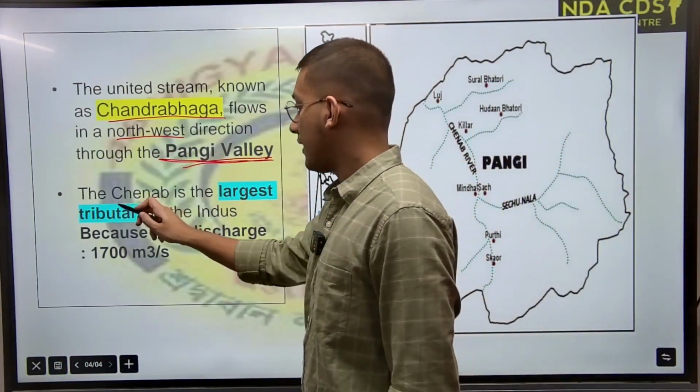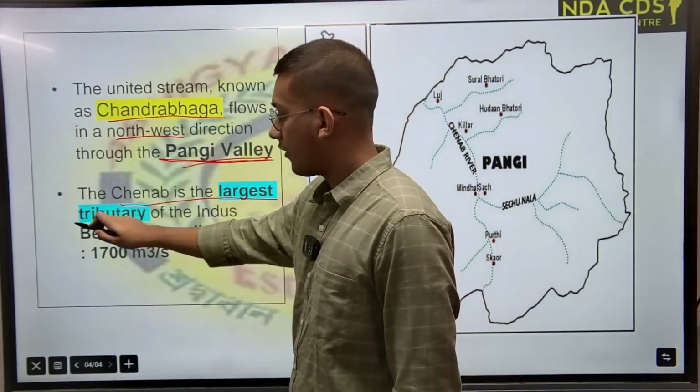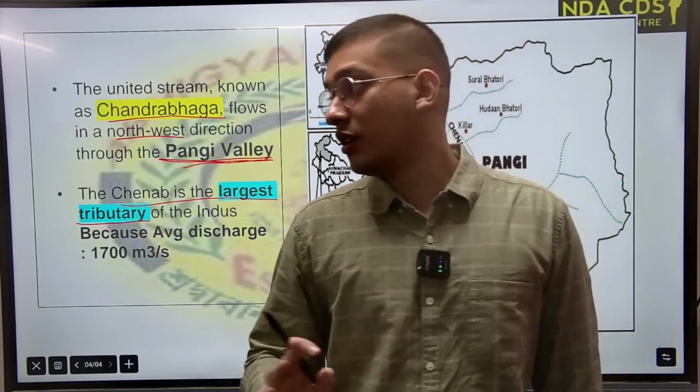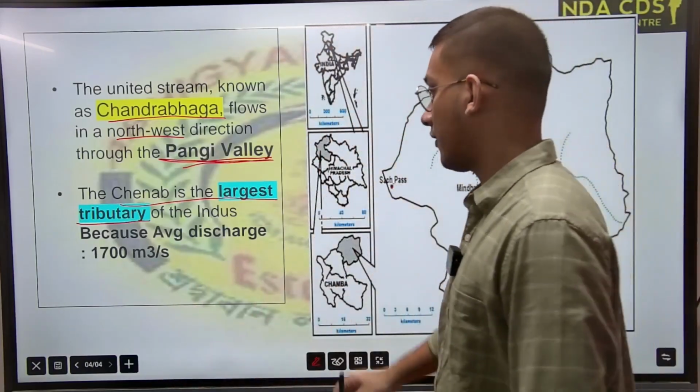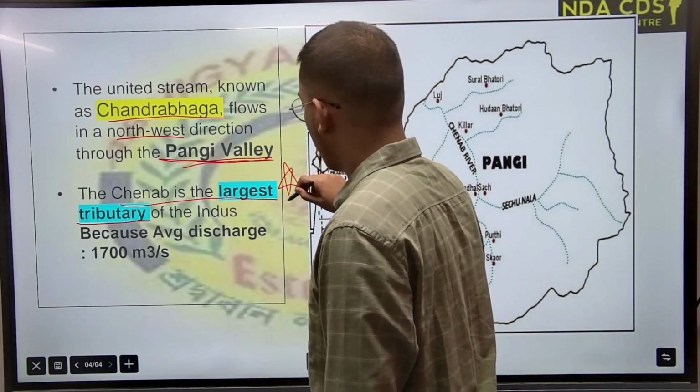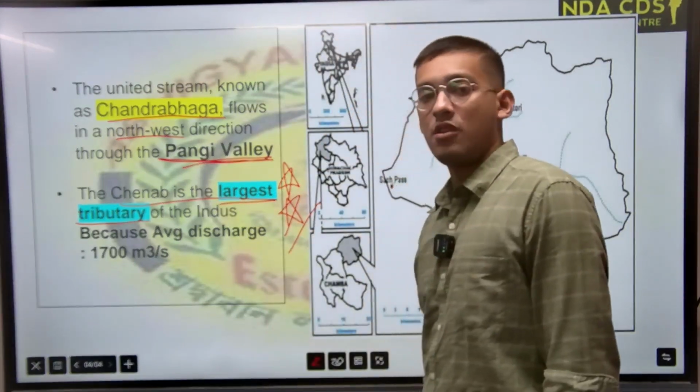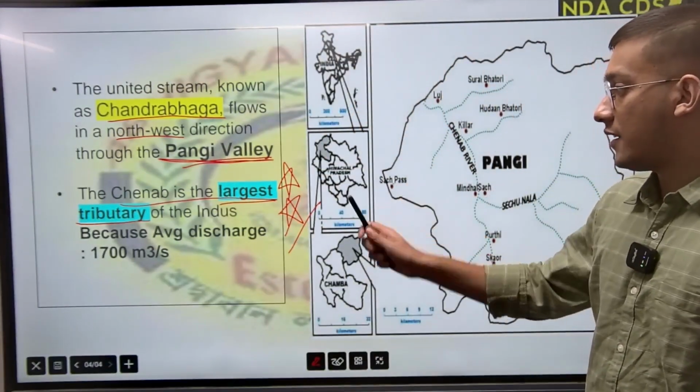Also, Chenab is the largest tributary. Remember, it's not the longest. The longest will be Satluj. Chenab is the largest tributary. You can just star mark it here. Chenab is the largest tributary of the Indus.